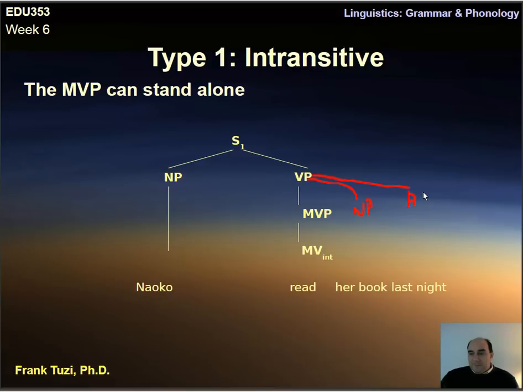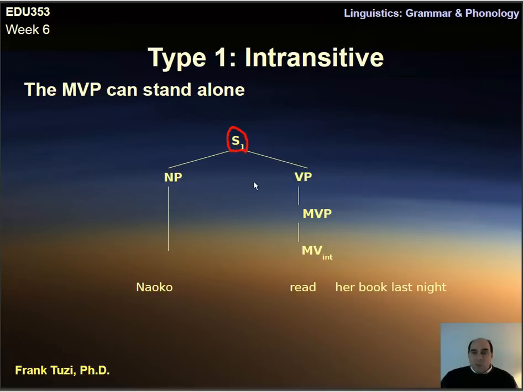But we're not going to worry about that right now. These don't necessarily matter, whether you have these or don't have these. This is intransitive, okay? The verb does not have a direct object. Naoko read, period. That works, right? It's intransitive. So this is a type 1 sentence.